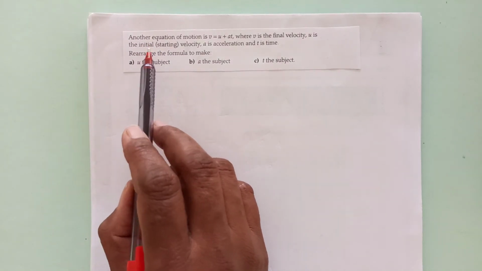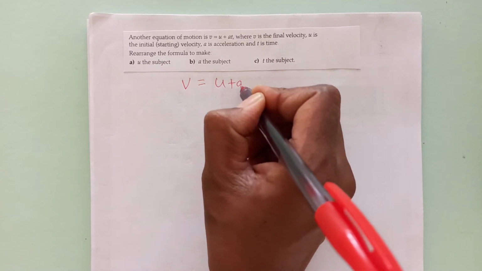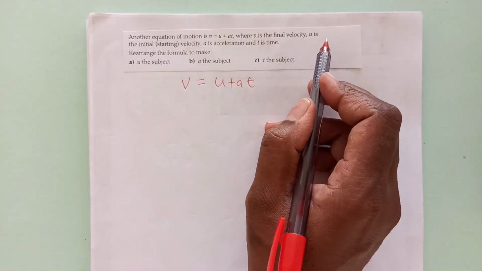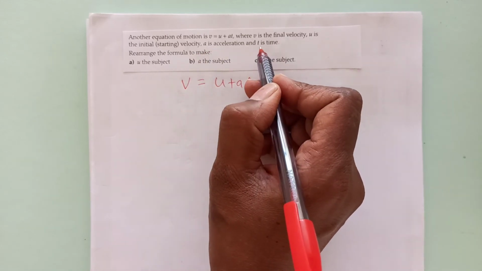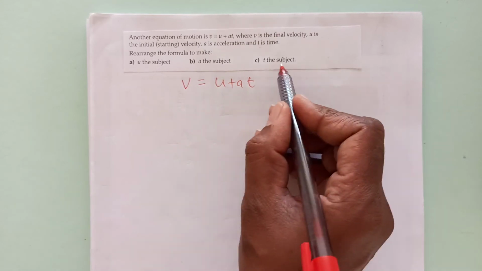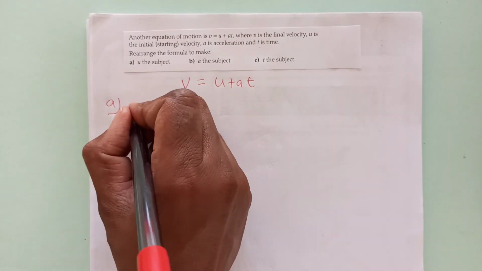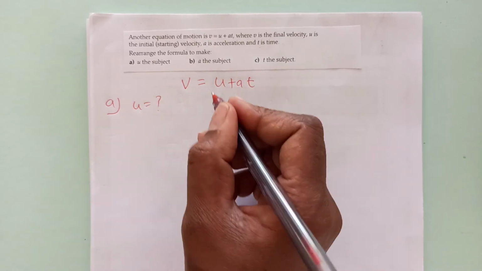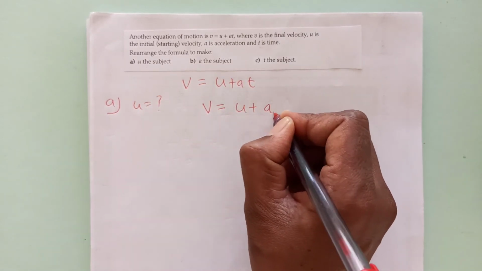So another equation of motion: V equals U plus AT, where V is the final velocity, U is the initial velocity, A is acceleration and T is time. Rearrange the formula to make U, A and T the subject. We will start one by one. First one we need to make U the subject. So we will start with the equation V equals U plus AT.